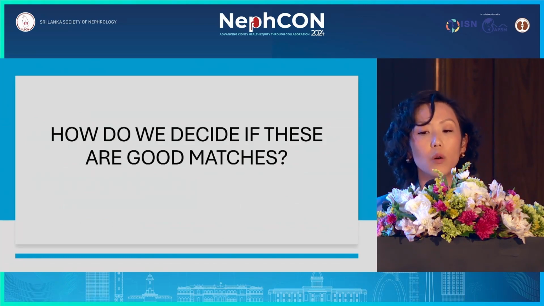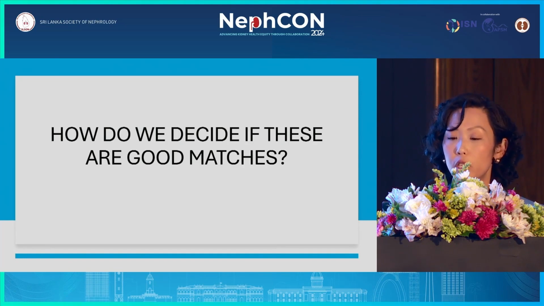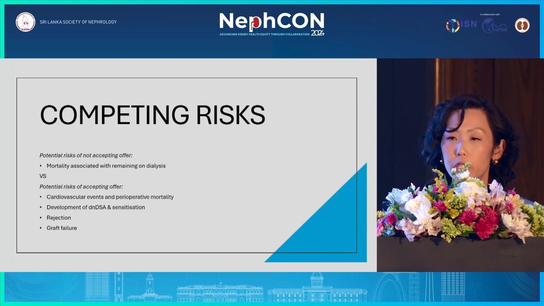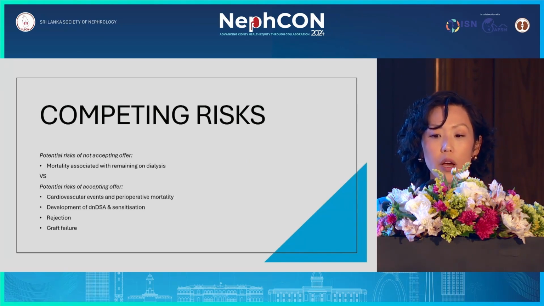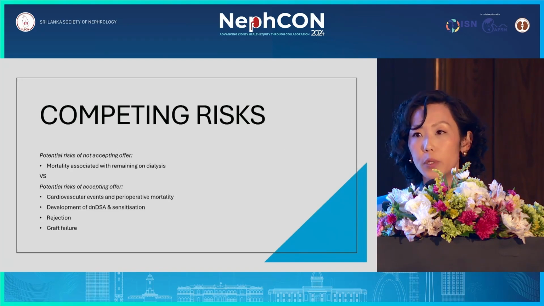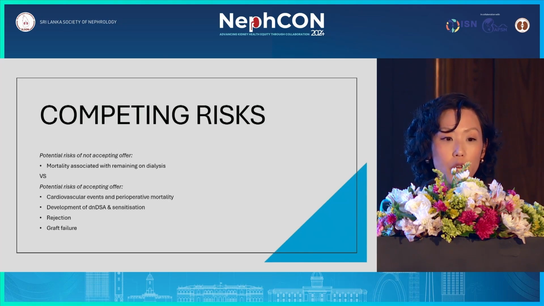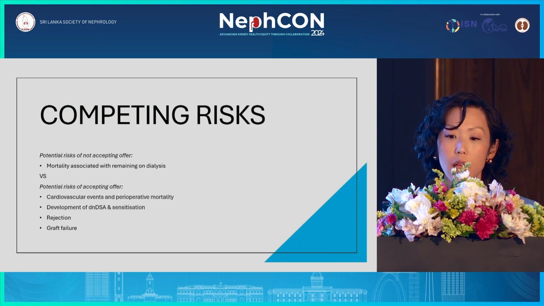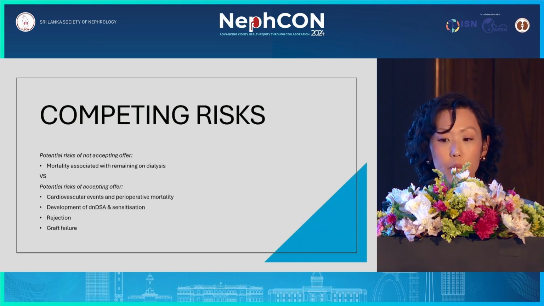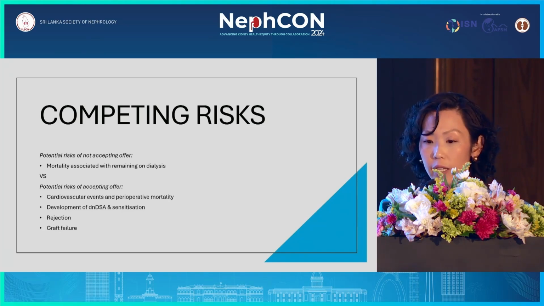So what does this all mean, and how do we decide whether these are good matches and whether to proceed with these transplants? When considering a particular transplant offer, I like to break the process down into what are the competing risks for this particular patient and this particular match. Now, I'm going to focus most of our time on the immunological risks of rejection and development of de novo DSA, both of which increase the risk of graft failure and limit future transplantation.